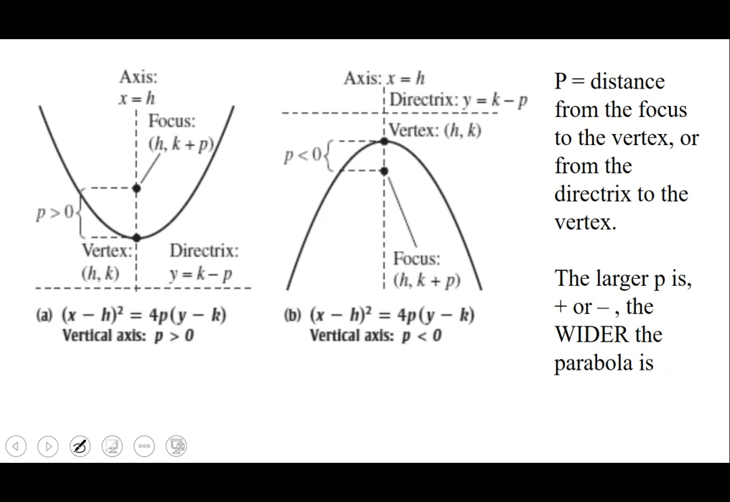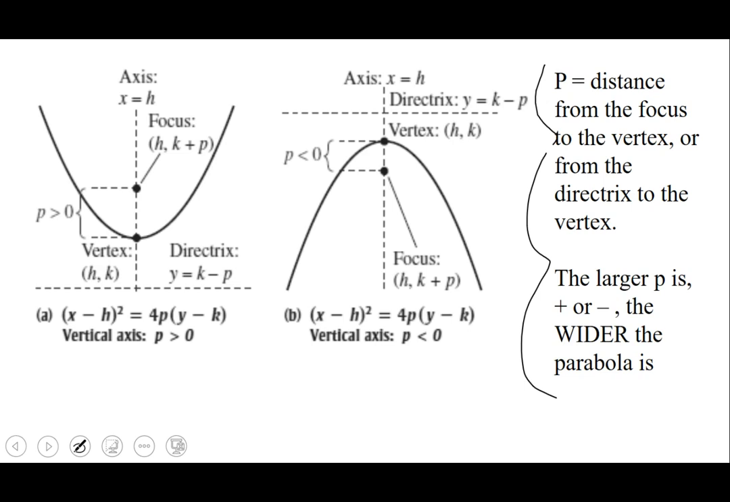So again, some more pictures here. A reminder over at the side that I have in every slide: p is always the distance from the focus to the vertex, and also from the directrix to the vertex. That's kind of the whole point. And then please note that the larger that p is, whether it's positive or negative, that is going to result in the parabola being wider. When we sketch these parabolas, you don't really have to worry too much about the width. You're really more focused on where the focus, the directrix, and the vertex is. So just kind of something to keep in mind.